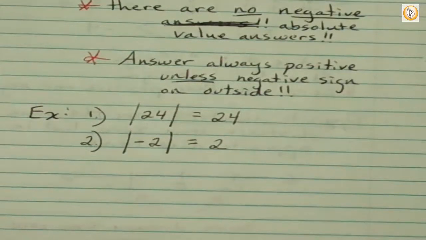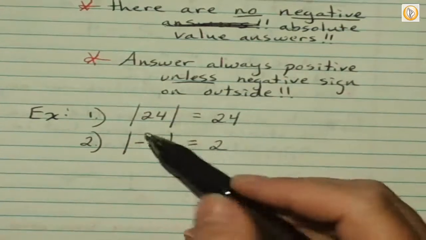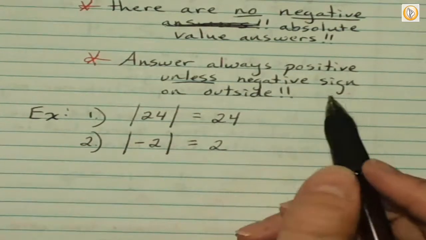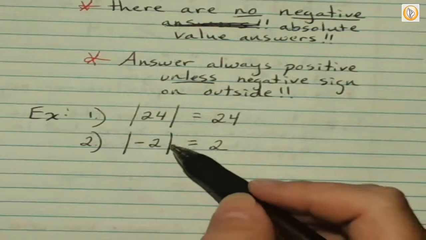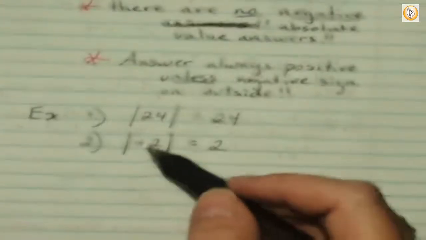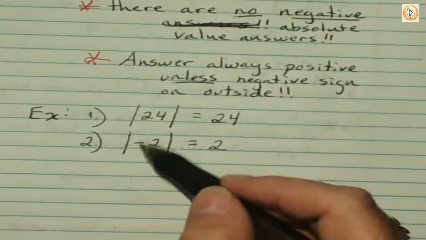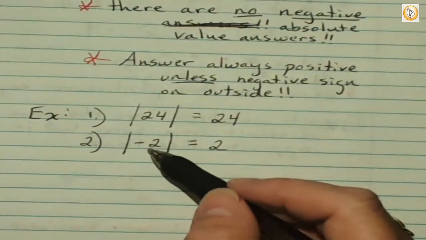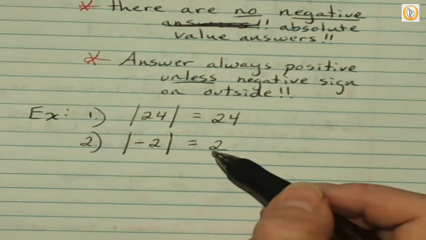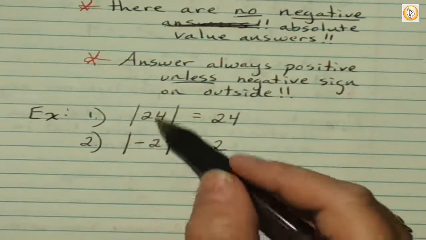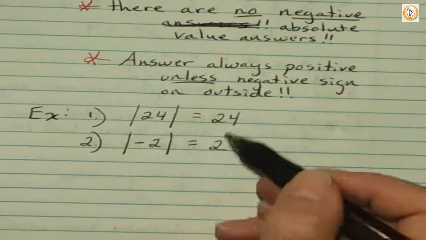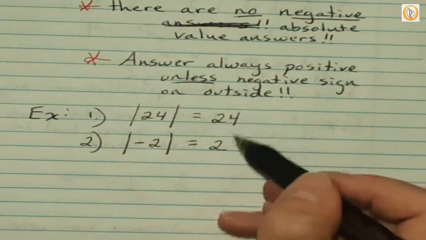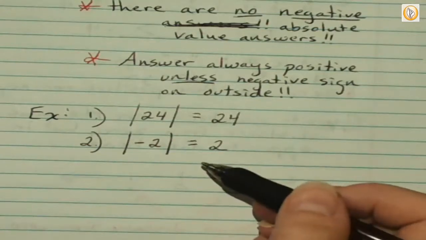Doesn't the negative sign have to be outside? It's always going to be positive unless the negative sign's on the outside. So if you have any negative number on the inside of the absolute value bars, it's always going to be positive. No matter what is on the inside, always going to be positive. Also, if the negative is on the outside, then it's negative. I'm about to show you.